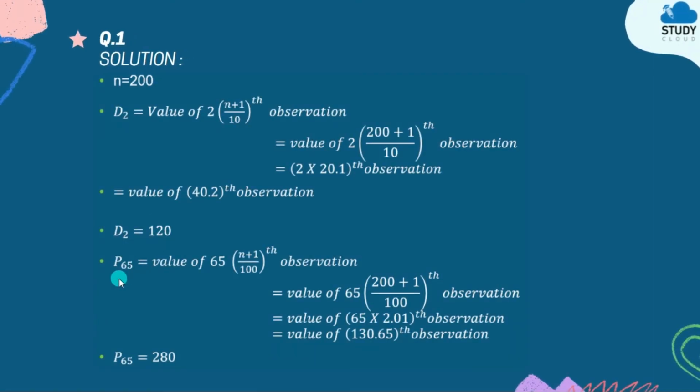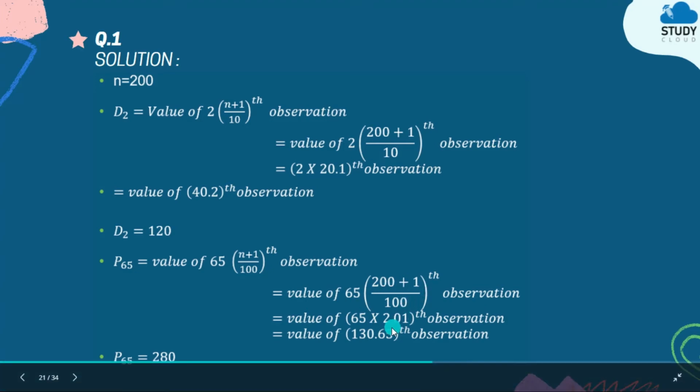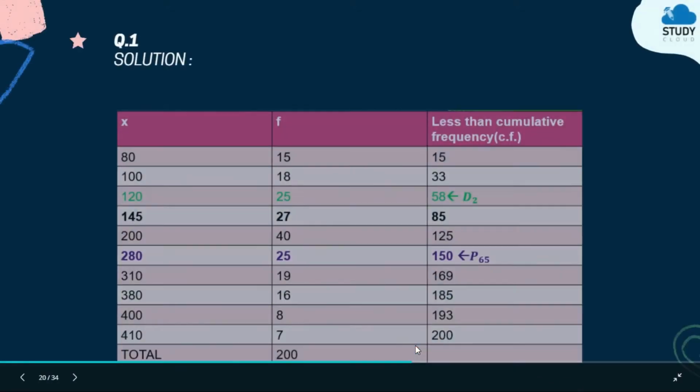For P65 you have to write the formula like this: value of 65(n+1)/100 observation. So here just substitute the value of n as 200, then 200 plus 1 upon 100 will give you 2.01. So 2.01 into 65 will give you 130.65. Now check the table again.